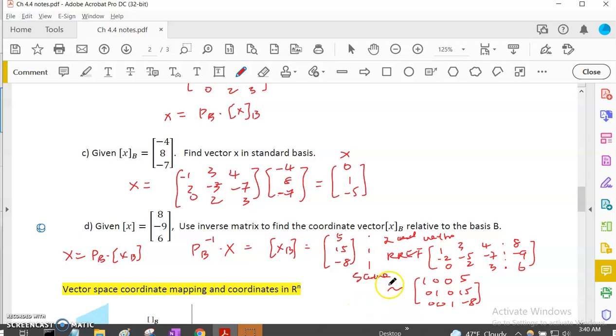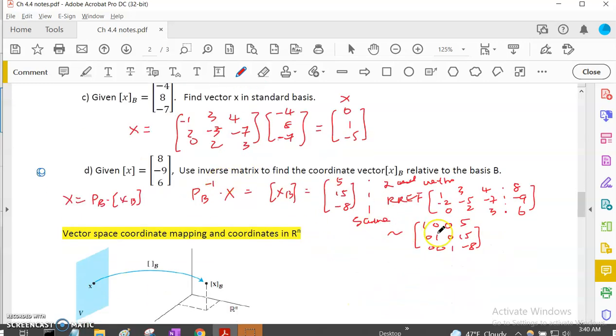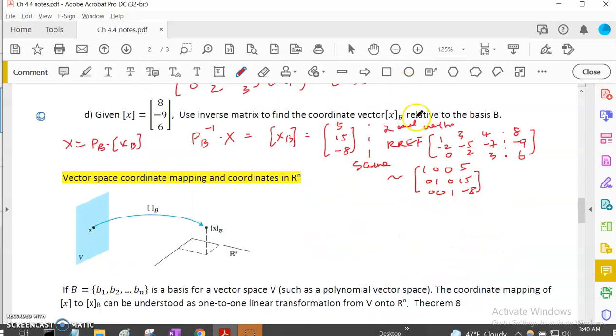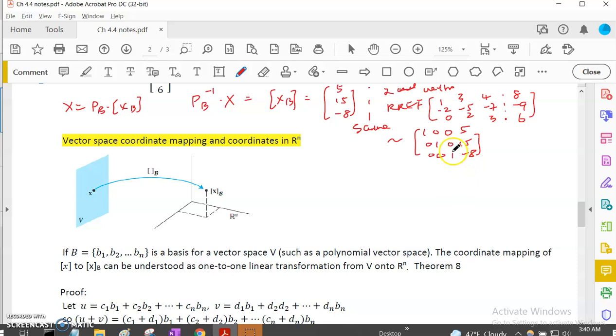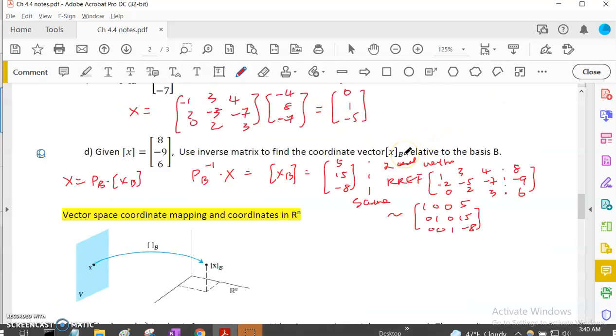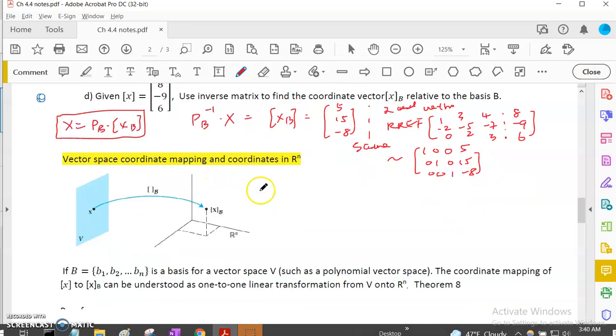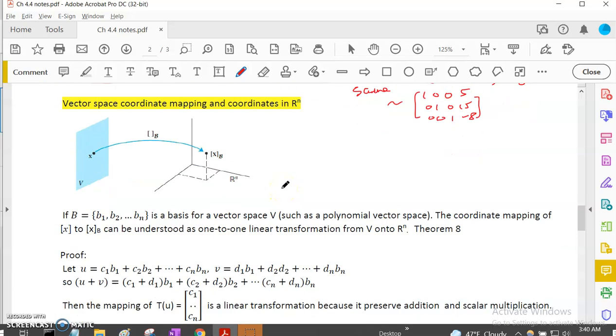So in your classwork, if I didn't say that you must use the inverse matrix, you can use the RREF also. So that is all the work, all the examples that I wanted to do, basically for this formula: a vector in standard form is equal to the change of base matrix times x of B, where the change of base matrix is all those basis vectors in vertical columns. So that's very good.